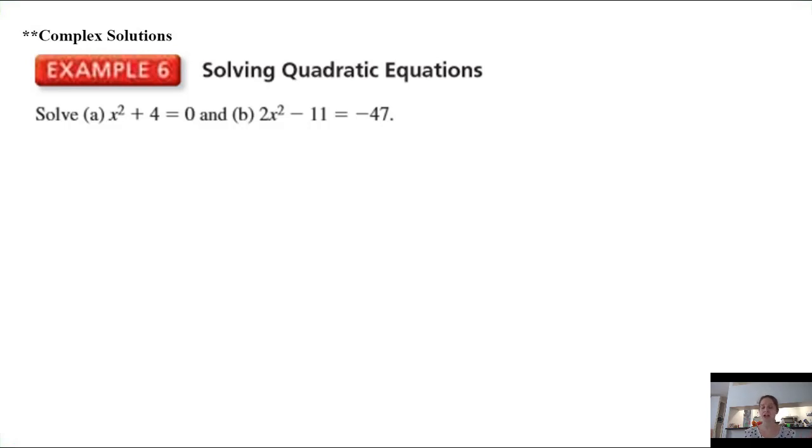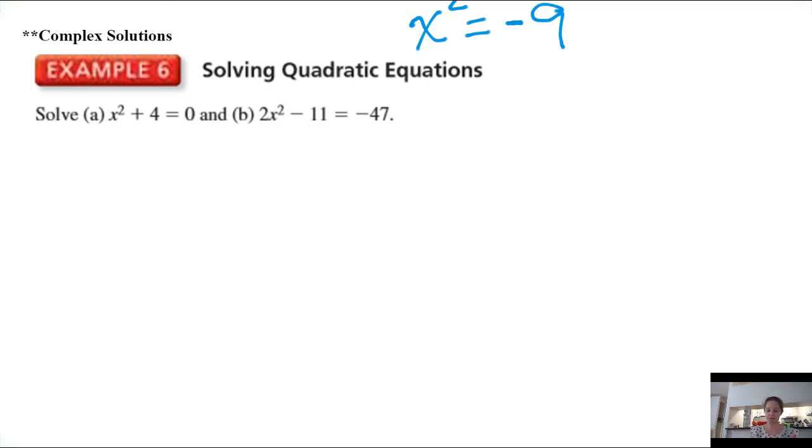Prior to learning about imaginary numbers, when we ended up solving a quadratic as x squared equals, say, -9, we wrote no real solution. But now that we have this imaginary unit i, we can simplify and get a complex solution.